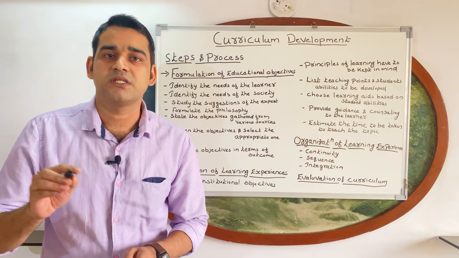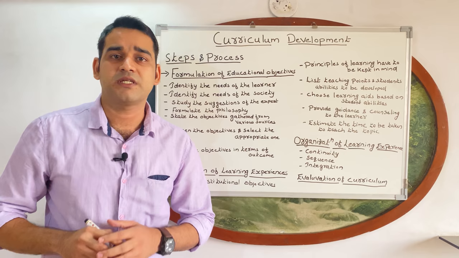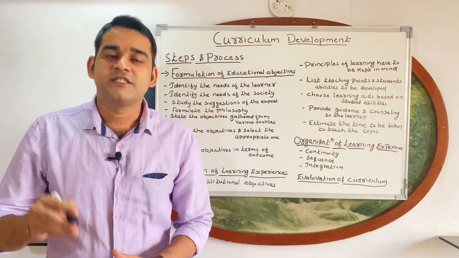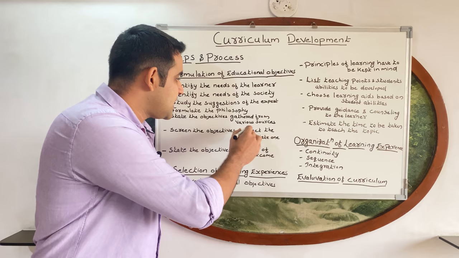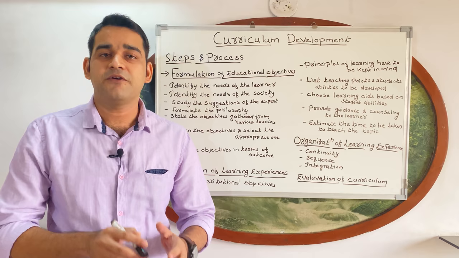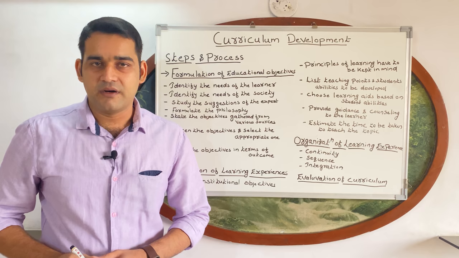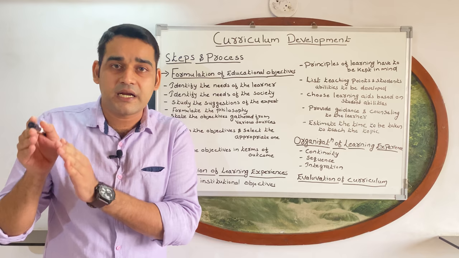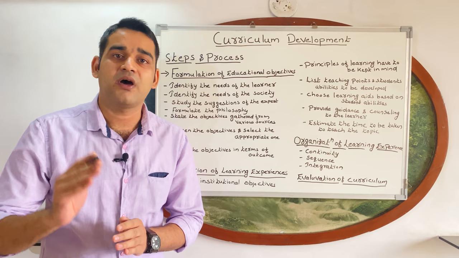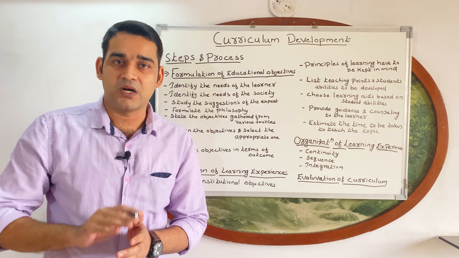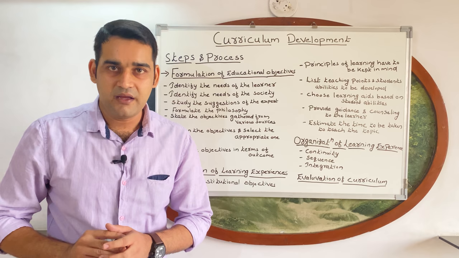From the learner you got some idea, from the society you got some idea, from the experts also you got some idea. You are stating those objectives. Next one is to screen the objectives and select the appropriate one. After stating all the objectives received from the various sources, screen the objectives and select the appropriate one. Screening means you are examining the written objectives, rejecting the unwanted ones and accepting what is to be included. You are accepting and rejecting through screening: what objectives are to be written and what objectives are to be removed.